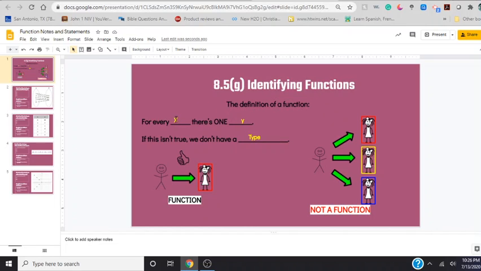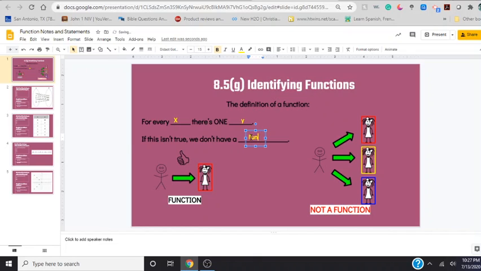And x can represent different things. So if we called it for every input, there's one output. For every domain, there's one range. For every independent, there's one dependent. Okay? If this wasn't true, it simply wouldn't be a function. But that sounds real technical and mathy, and I don't want you to be afraid of that.